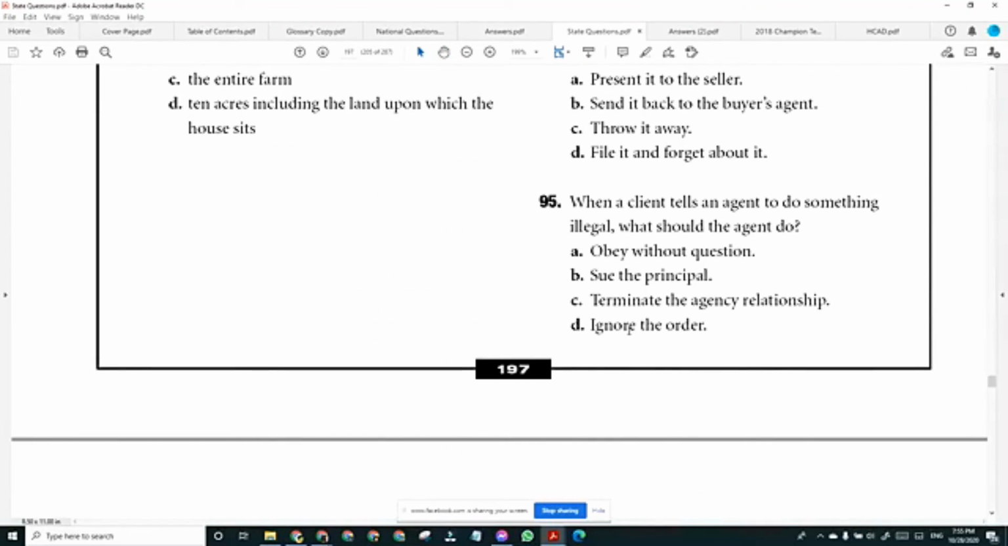95. When a client tells an agent to do something illegal, what should the agent do? Run, man. Get the heck out of there. A, obey without question. B, sue the principal. C, terminate the agency relationship. Or D, ignore the order.